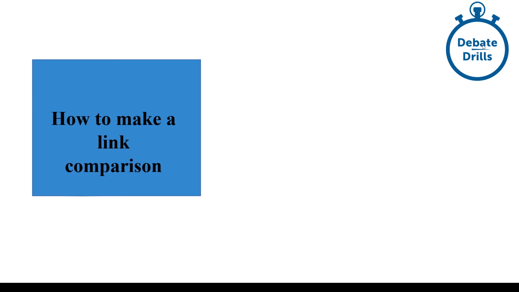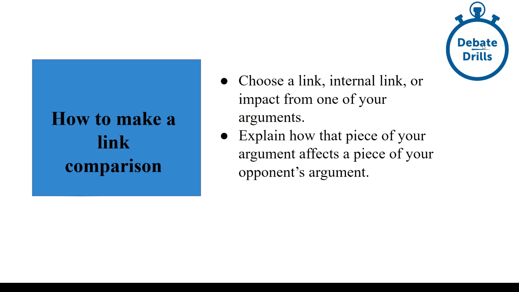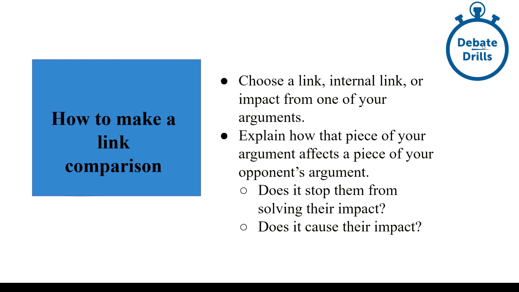So how do you make a link comparison? The first thing you want to do is choose a link, internal link, or impact from one of your arguments, and explain how that piece of your argument affects a piece of your opponent's arguments. The questions you want to ask yourself when trying to think of a link comparison are: does your argument stop them from solving their impact? Or does your argument cause their impact? Or does your argument solve for their impact? If the answer to any of those questions is yes, then you should be able to make a link comparison with that argument.